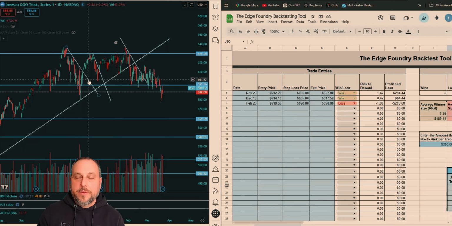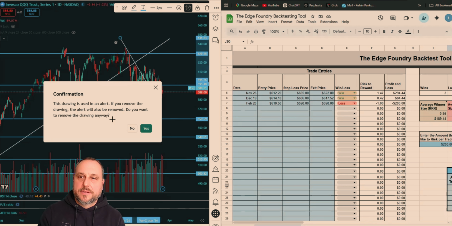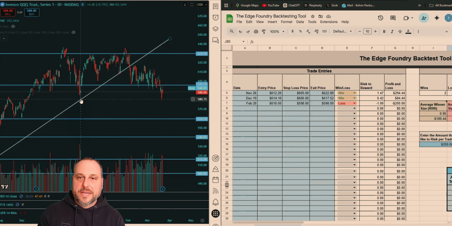All of a sudden, maybe my strategy changes and I'm just getting rid of these lines. I'm like, yeah, I don't care about these lines anymore. Don't even want them there. Because every time that the price comes down close to this trend line, that's the best opportunity. You have to figure out what makes sense for you.